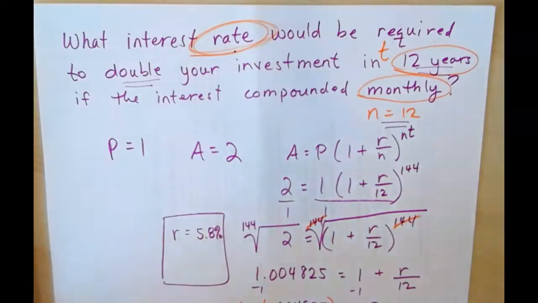Would you rather write it as a decimal? Well, it's a rate, and an interest rate should be in the form of a percent. Okay?